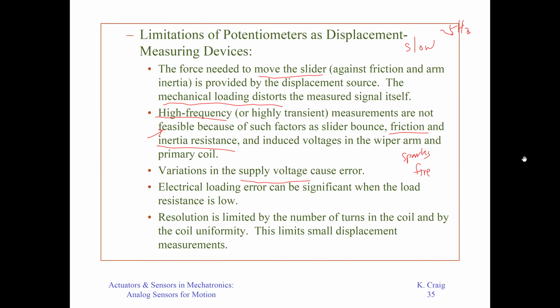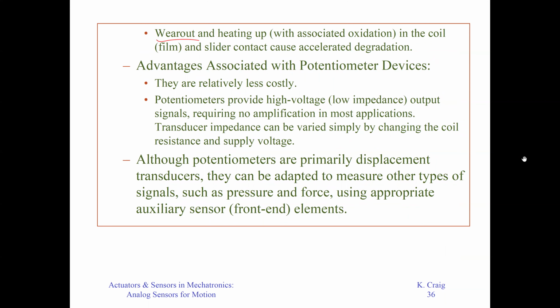If you have a power supply change, like a battery goes down, that will also cause error. And when you have a low load resistance, you have significant loading error. Its resolution also depends on the turns and the coil, the wire gauge. And also the uniformity. If the coil is not so uniform, you have trouble too. So it's good for some small displacement measurement, and not so accurate, not so fast. You have wear out, you have a heating up issue, you have slider and mechanical contacts, and you have degradation issue.